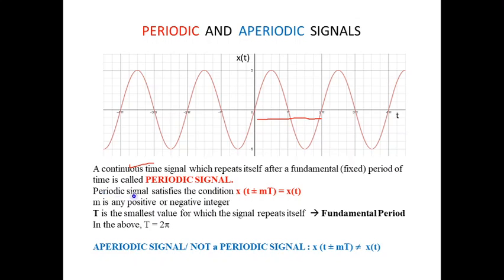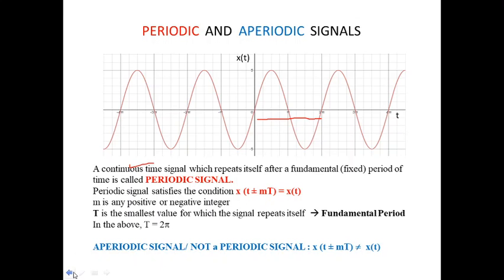What is the condition for a periodic signal? It should satisfy the condition x of t plus or minus mT is equal to x of t. The plus or minus indicates that the signal can either be a time delay or a time advance. m is going to be an integer.